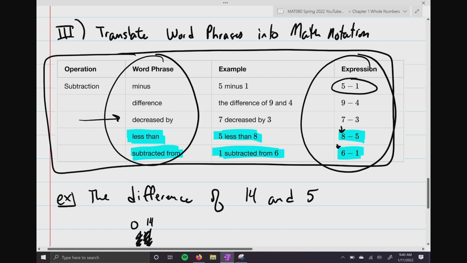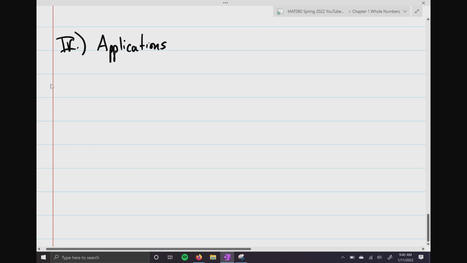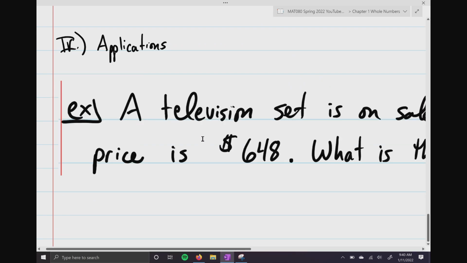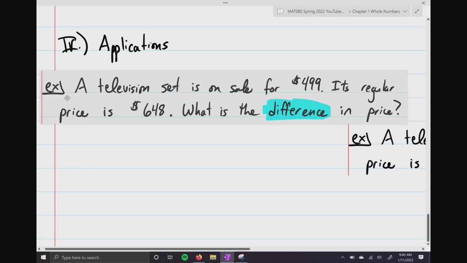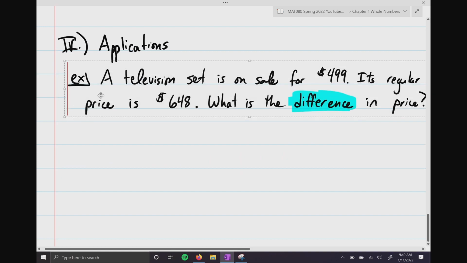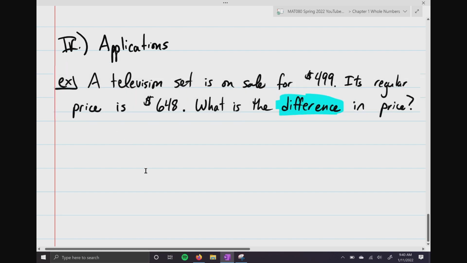So, if we go back to our application that we looked at the very start of class, let me go ahead and just paste this for us. Give me 1 second here. There we go. You gotta love technology when it works. All right, that's about as good as I'm gonna get it. So a television set is on sale for $499. Its regular price is $648. What is the difference in price?